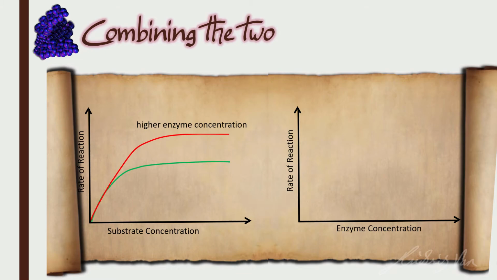The same thing will apply for enzyme concentration. With a low level of substrate concentration, the substrate concentration will be the limiting factor. And by increasing the substrate concentration, we can increase the rate of reaction even further, as it was a limiting factor.